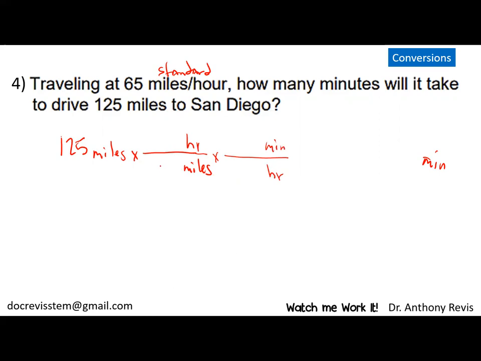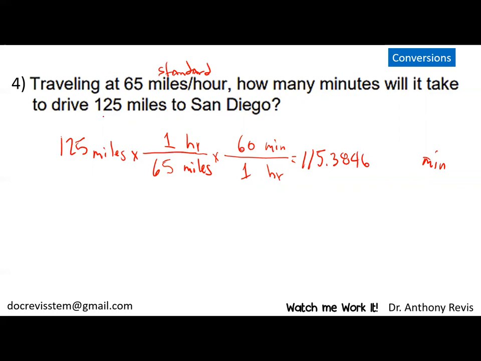So this miles per hour: I go 60 miles every 1 hour. 1 hour is 60 minutes. And I should be able to punch that through on my calculator and get an answer. The calculator, if I punch it through, gives me 115.384 and some other digits.